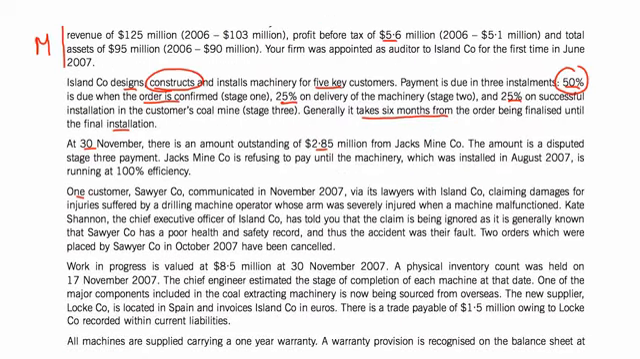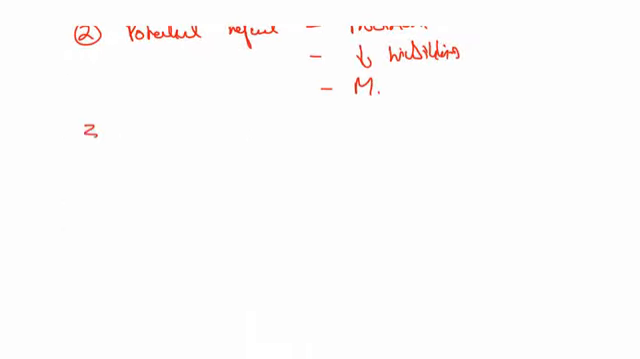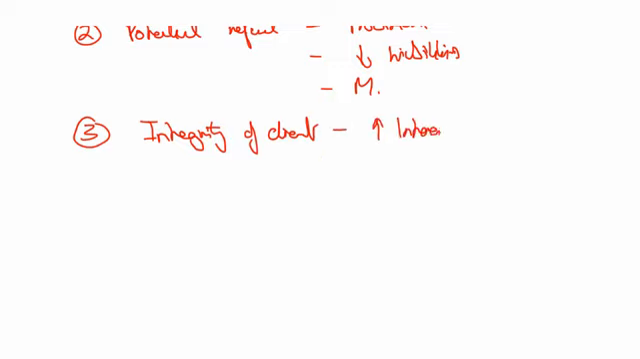One customer, Sawyer, communicated via its lawyers that they're claiming damages for injuries suffered by a drilling machine operator whose arm was severely injured when a machine malfunctioned. Kate Shannon, the chief executive of our company, has told you that the claim is being ignored. Well, I'll stop there. Ignoring a claim, then I'd have to worry. This is like one other matter in planning. I'm now worried about the integrity of the client. Ignoring things like this, so that will increase the inherent risk of the client. Yeah, more than that though.